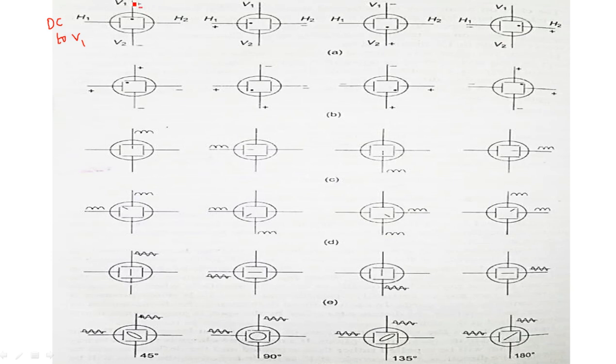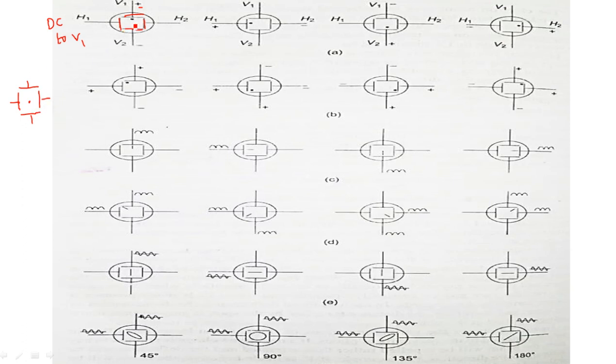We have applied V1. That means V1 is applied with a positive. How many plates are there? Two vertical plates and two horizontal plates, total four plates. So this is a vertical plate, this is a vertical plate, this is a horizontal plate and this is a horizontal plate. Now in the first case we have taken the DC supply to vertical plate one. When there is no supply to any of these plates, the electron beam is initially at the center, because no plate has any voltage.